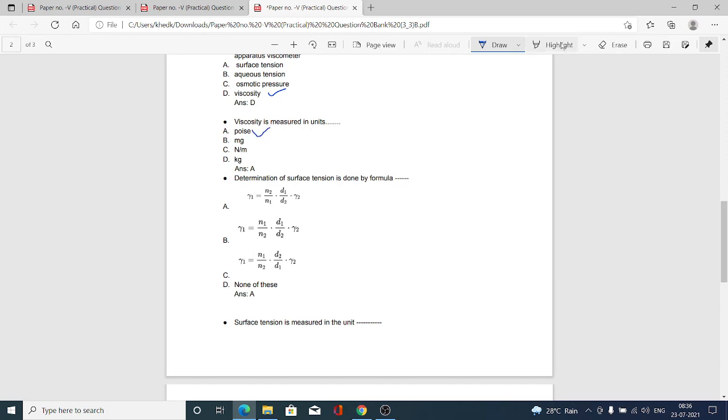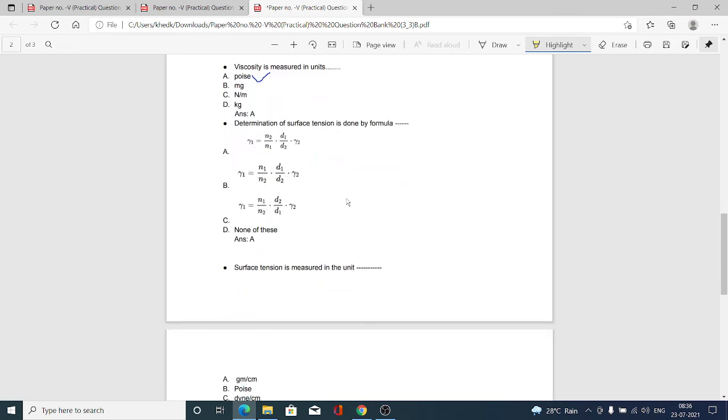Then next multiple choice question: determination of surface tension is done by the formula. Option A, gamma 1 is equal to n2 upon n1 into d1 upon d2 into gamma 2. Option B, gamma 1 is equal to n1 upon n2 into d1 upon d2 into gamma 2. Option C, gamma 1 is equal to n1 upon n2 into d2 upon d1 into gamma 2. Option D, none of these. Option B is the correct option, with which we can find out the surface tension of the given liquid.